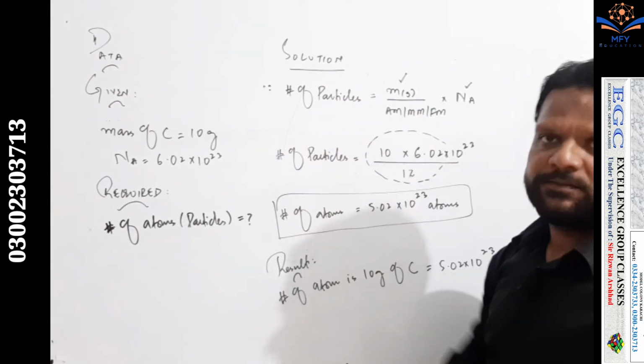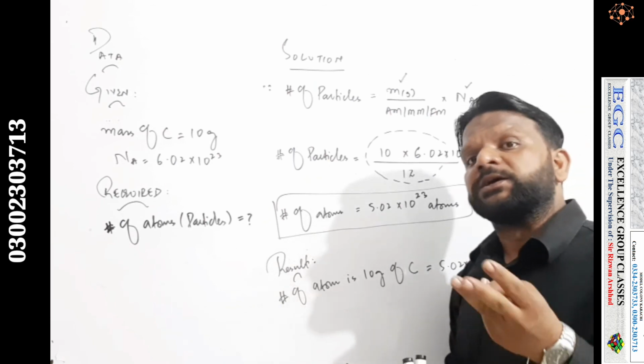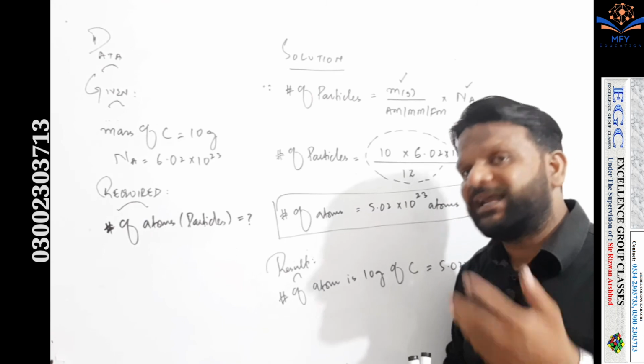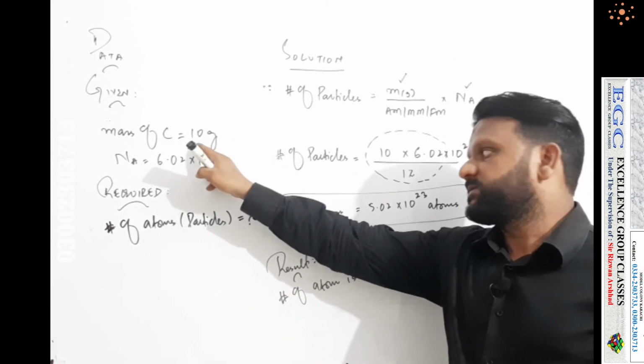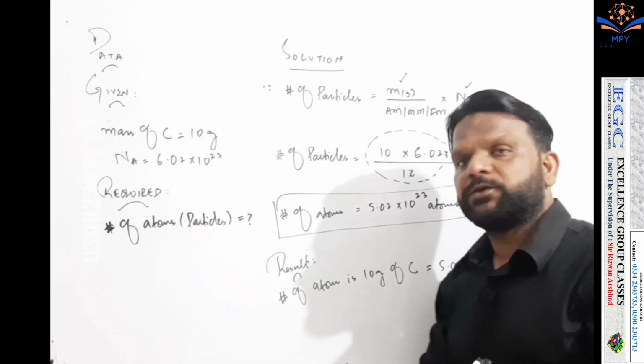Particles is a general term. We can use atomic mass, molecular mass or formula mass, so we can convert it to number of atoms, number of molecules or number of ions. So here we have a single atom, that is carbon, so we can write number of atoms. Hope you can easily understand this numerical.